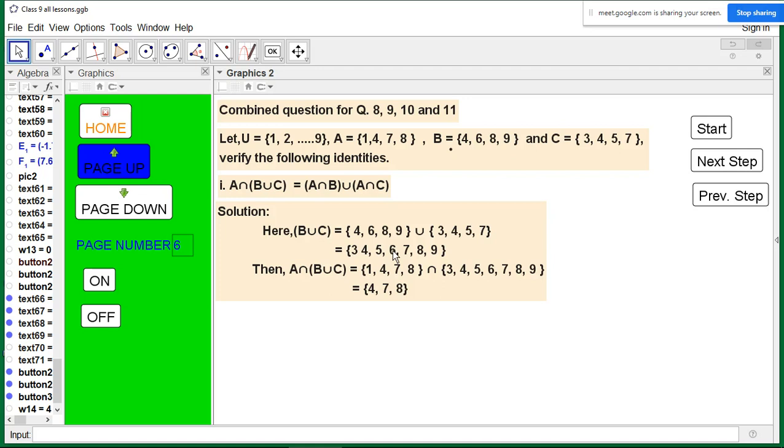Now moving to the next part, dear students, on the right hand side you can see here (A intersection B) union (A intersection C).